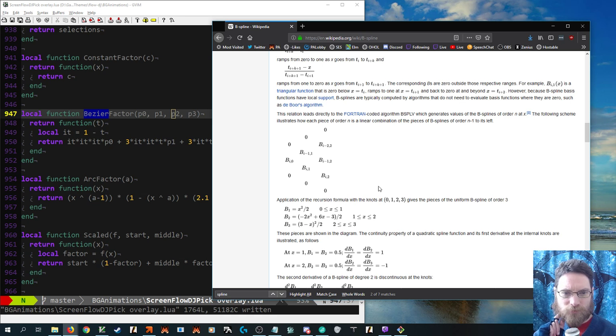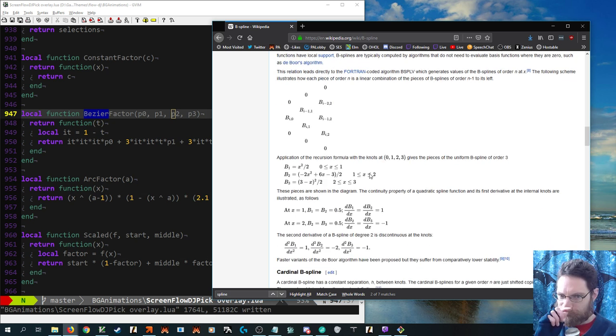The following scheme illustrates how each piece of order n is a linear combination of the pieces of order n to its left. I1, 0, I minus 1, 1. I1, I2. X squared divided by 2. X 0 to 1, X 1 to 2, X 2 to 3. Uniform B-splines of order 3.